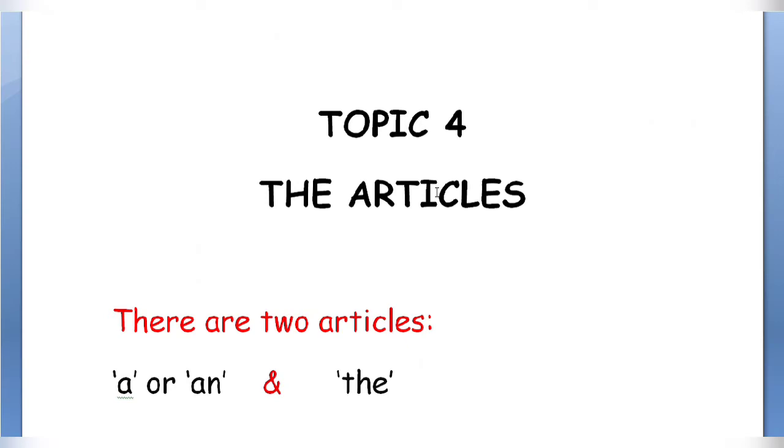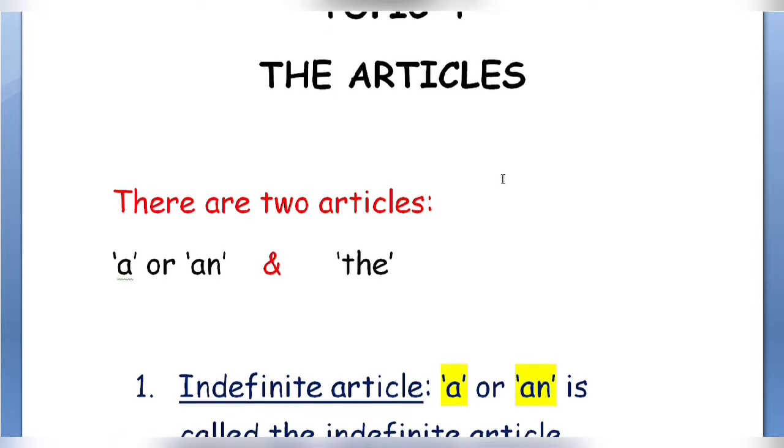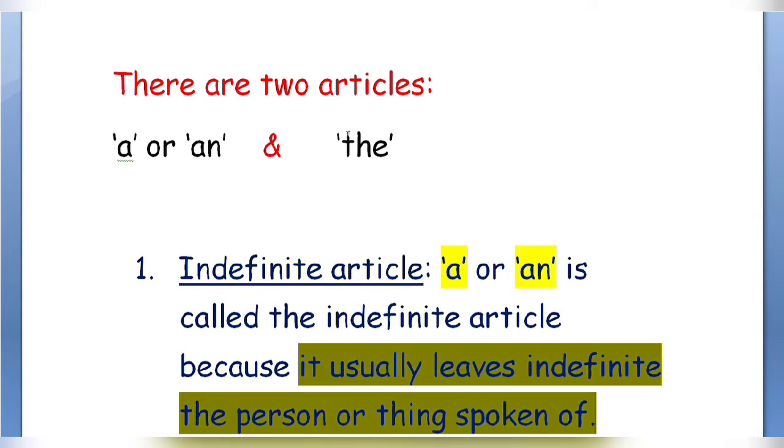Hey guys, so in this video we'll be studying the articles. There are two articles, okay? A or an is the first one, and the is the second. So there are two articles: a or an, and the.